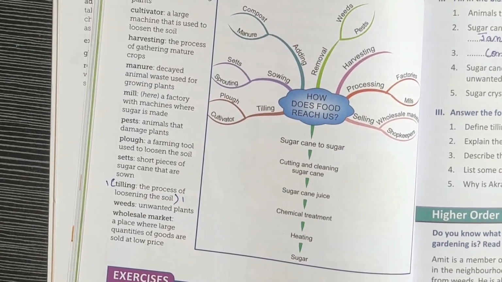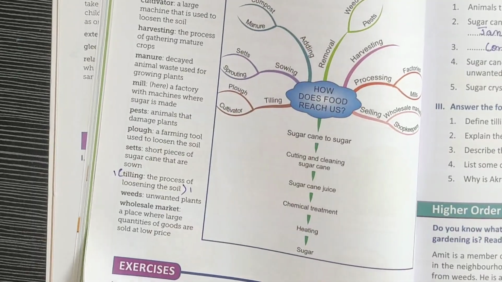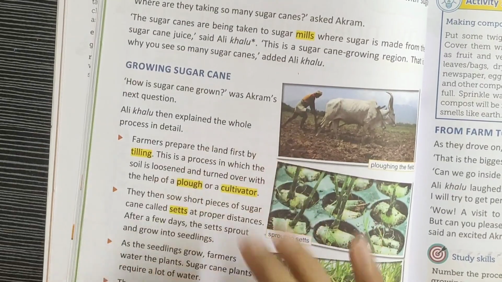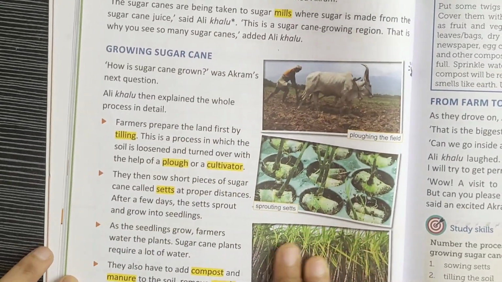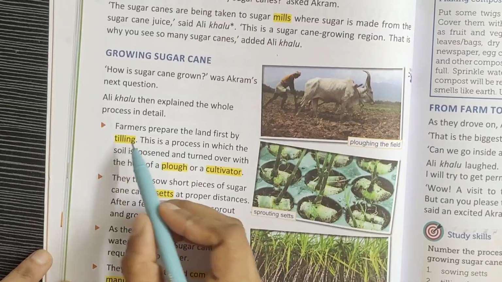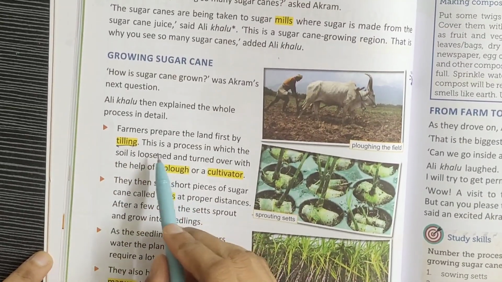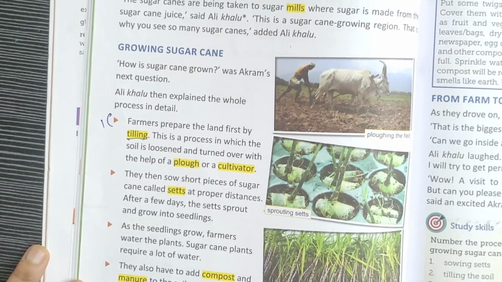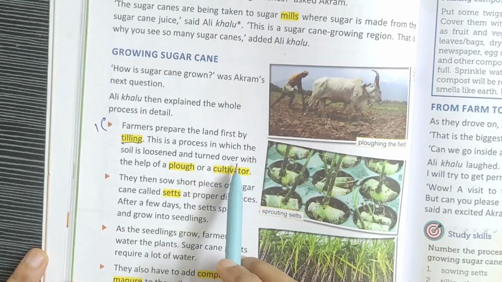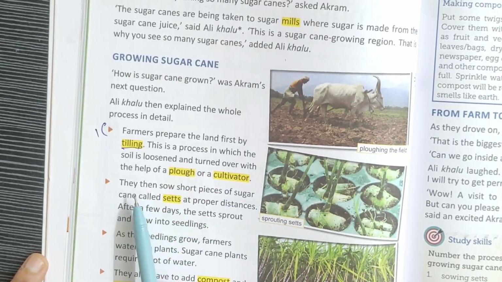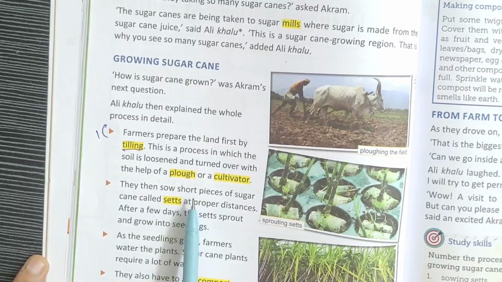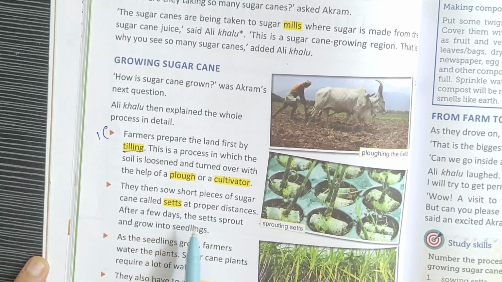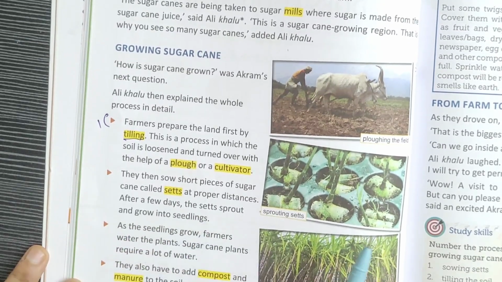Next, explain the process of growing sugarcane. So, growing sugarcane. First, tilling. This process in which the soil is loosened and turned over with the help of plow or cultivator. They then sow short pieces of sugarcane called sets at proper distances. After a few days, the sets sprout and grow into seedling.